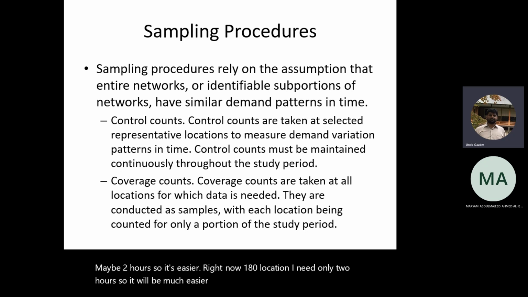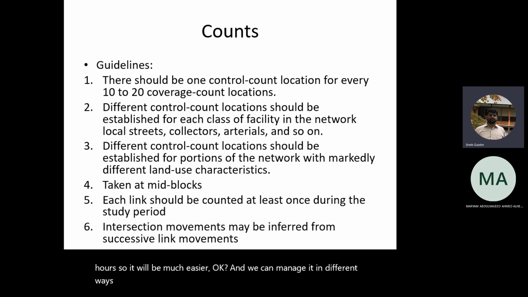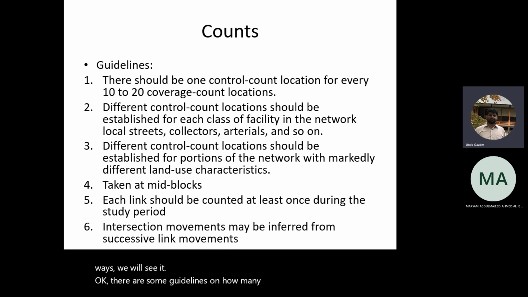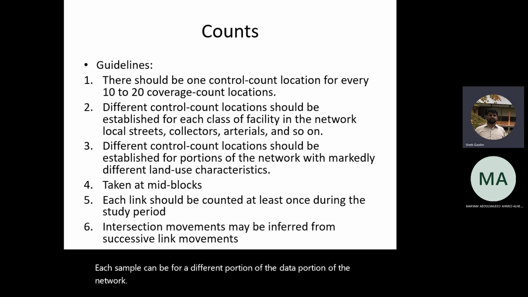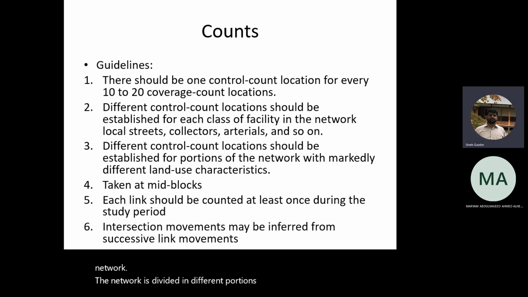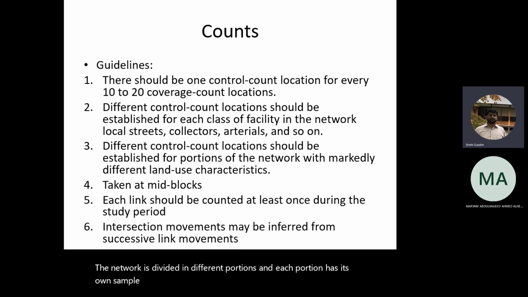Okay, and we can manage it in different ways. You will see it. There are some guidelines on how many control counts and coverage counts we should have. First of all, the ratio in each sample. Now remember, what did I say? Each sample can be for a different portion of the network. The network is divided into different portions, and each portion has its own sample.